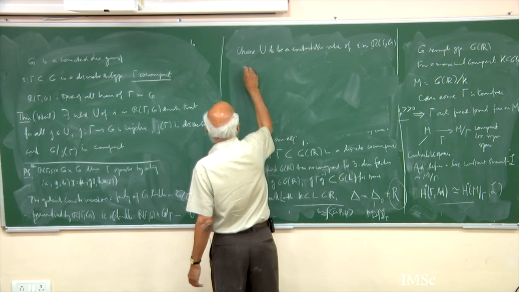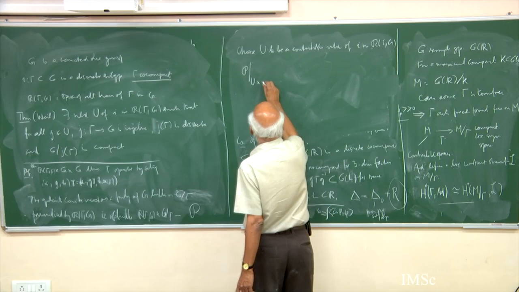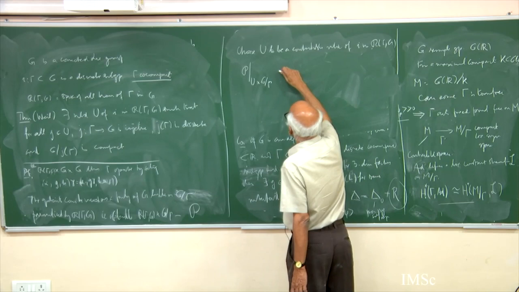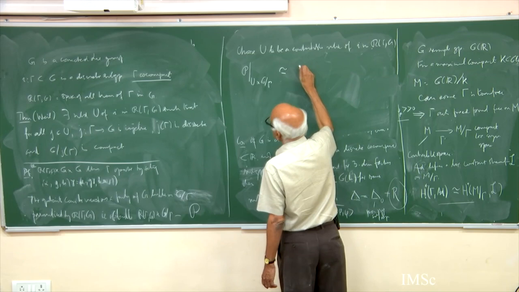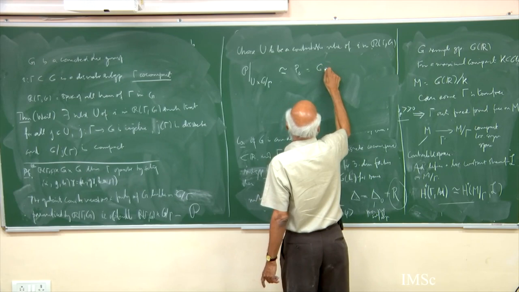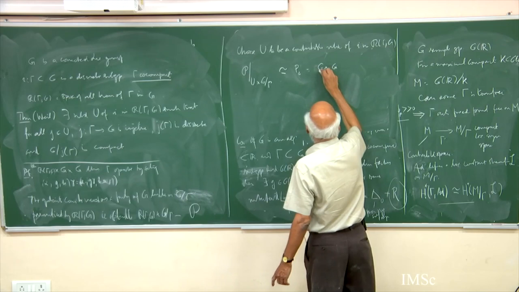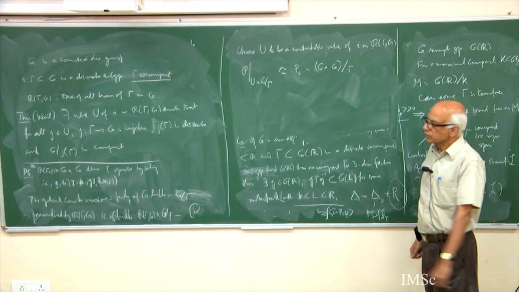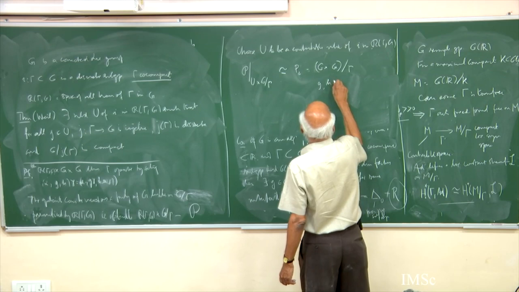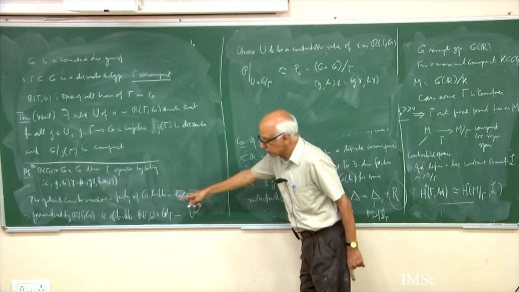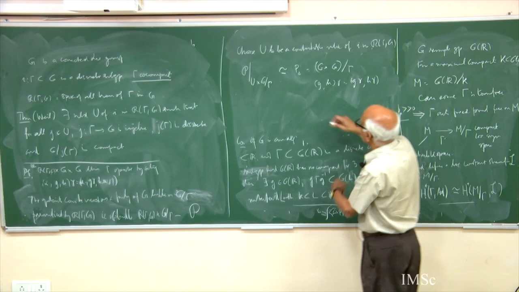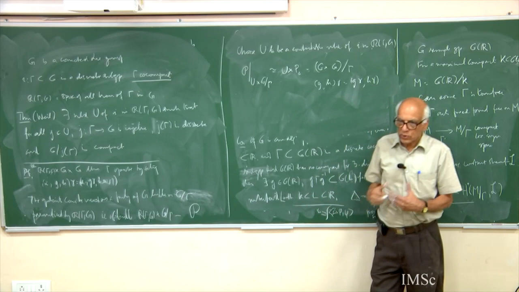So if I now look at P restricted to U cross G mod gamma, U being contractible, this is isomorphic to P naught, which is simply G cross G with the diagonal action. That is G, H, gamma will be G gamma, H gamma. We don't vary it, it is fixed. I should write isomorphic to P naught cross U, because U is contractible, the bundle comes from that.